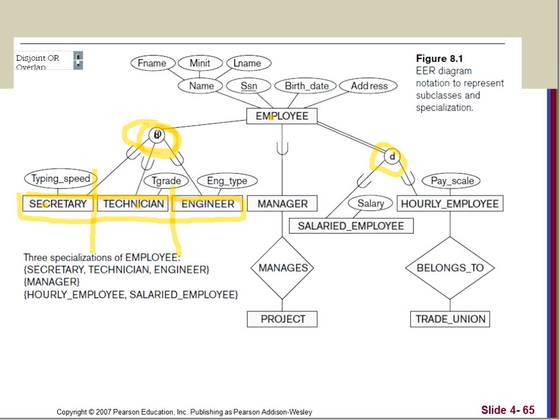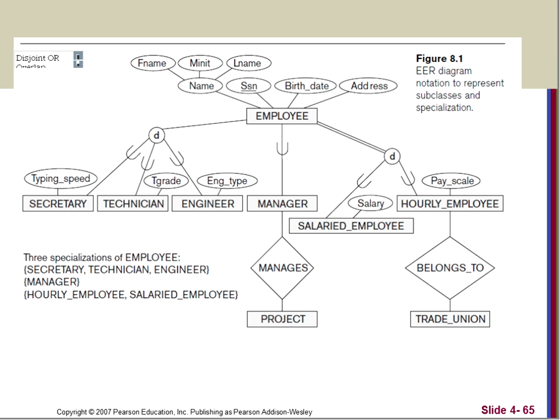What about this example? This one. So hourly employee, salaried employee, this super and subclass should be either salaried or hourly. You cannot be an employee both salaried and hourly. So that means it's a disjoint. Okay, so that is the disjoint or overlap. You need to decide. Another one is, I think that you can easily guess the difference.